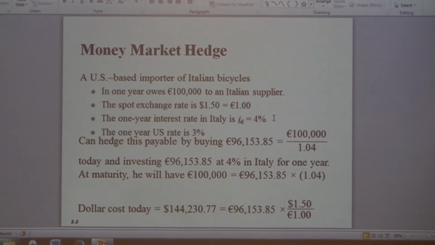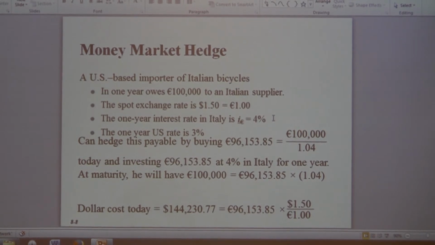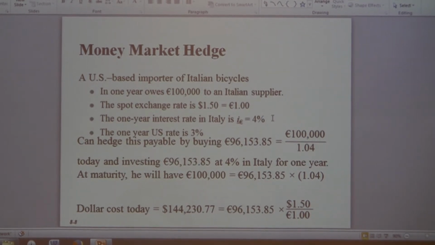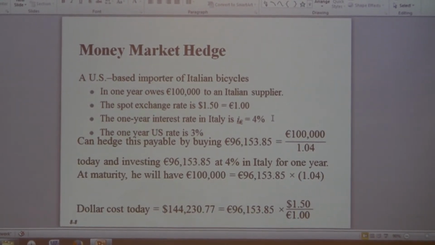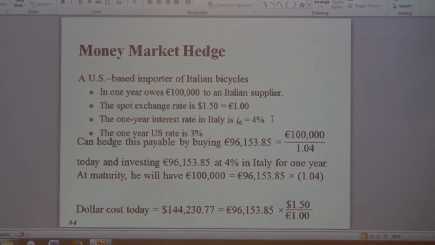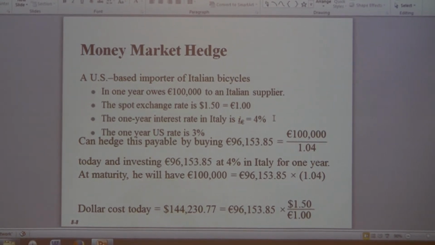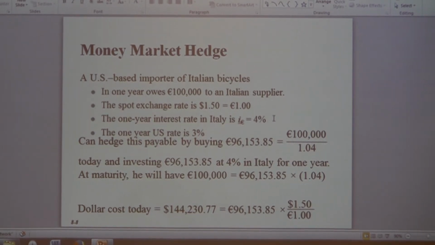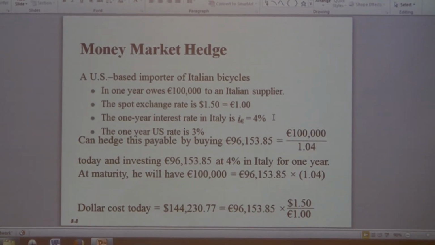So if you can borrow in euros, you could borrow the present value of the payment that you are going to receive. Okay? So that would be $96,153.85. And once you have that, you can convert it into US dollars. So that gives you 144,230.70. Okay. And what's going to happen is that when you receive the 100,000 euros, you're going to pay out the loan.